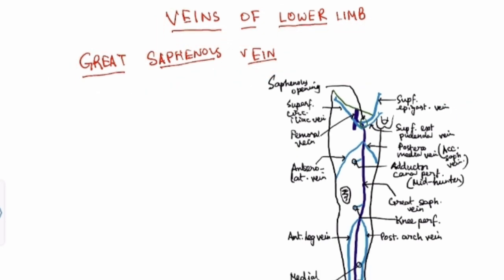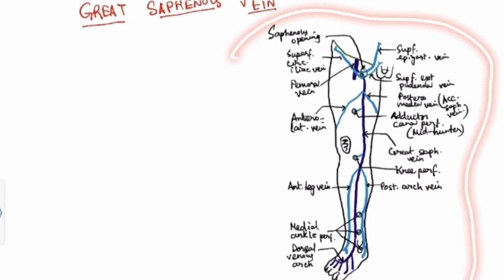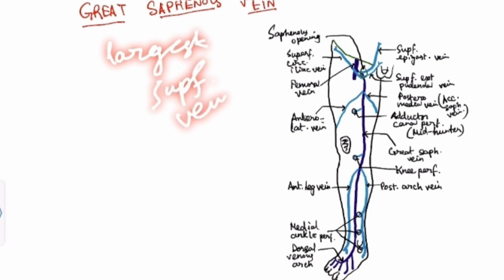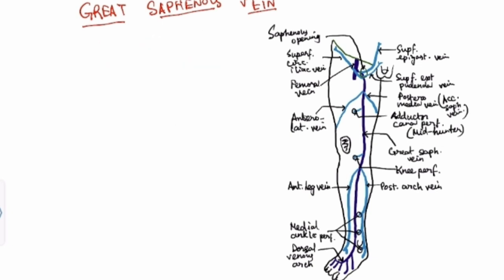So here we can see a diagram of the great saphenous vein's course. We can see the great saphenous vein is present here. This is the femoral vein, and from the femoral vein, the great saphenous vein is going as a branch. It is the largest superficial vein of the lower limb. So we'll come to it when we discuss it in detail. Here you can see some tributaries and some perforators going and joining the vein.